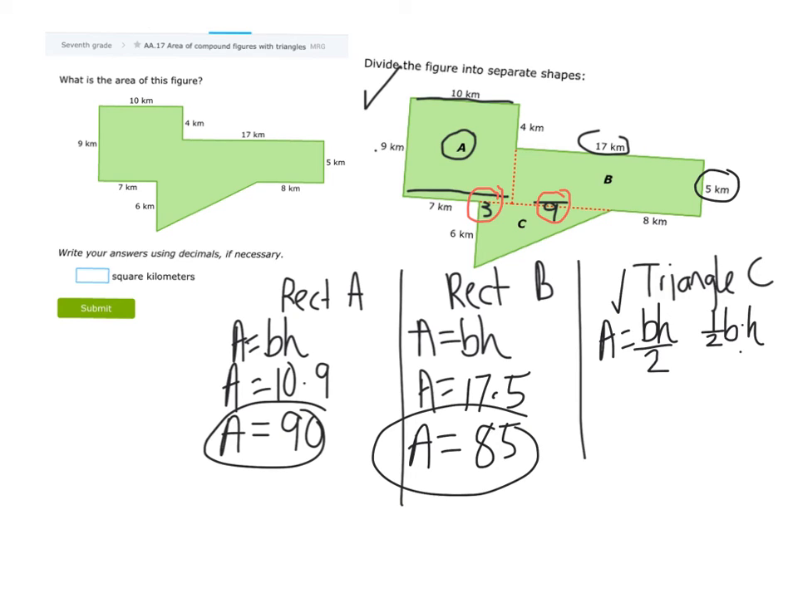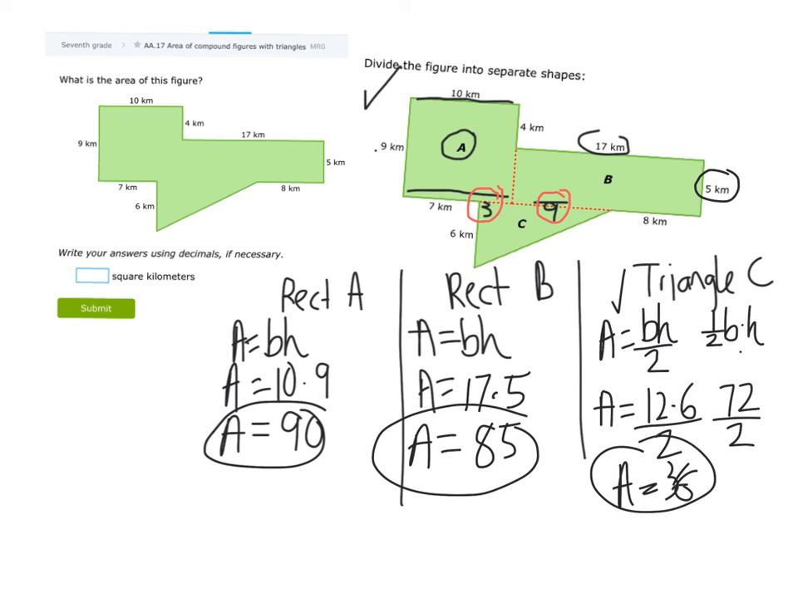So 9 plus 3 is 12. So the base of the triangle is 12, and the height is 6. So area equals 12 times 6 divided by 2. So 12 times 6 is 72. 72 divided by 2 is 36. It's a perfect 6 right there.